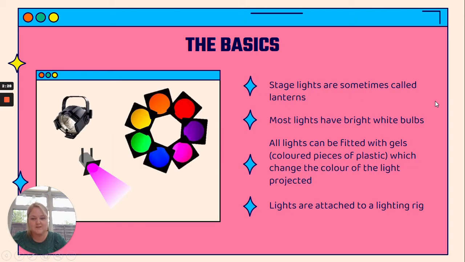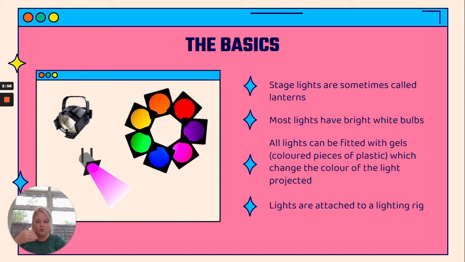Let's discuss the basics of actual lighting in the theatre. Stage lights are sometimes called lanterns, so you may hear that term used interchangeably. Most lights have bright white bulbs, very powerful bulbs, in order to give enough light to cover the area they are designed to cover. And all lights can be fitted with gels, which are just coloured pieces of plastic. Imagine a bit like a Quality Street wrapper. And these change the colour of the light that is projected.